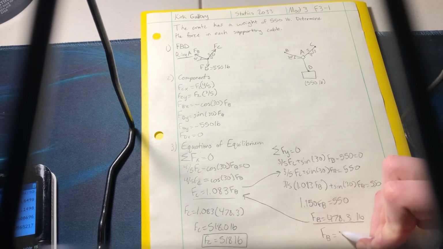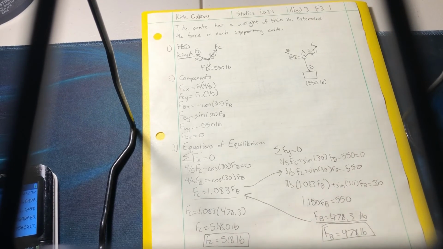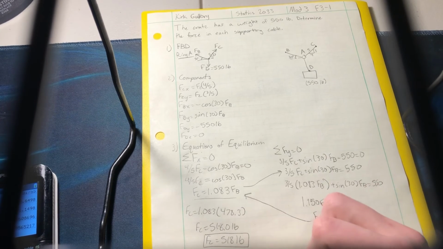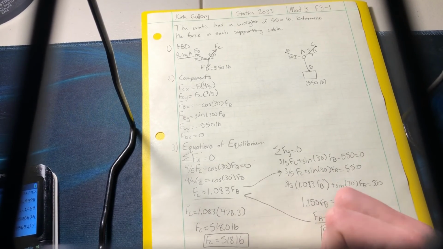FB, for boxing, goes to 478, and then we already knew that FD was equal to 550.